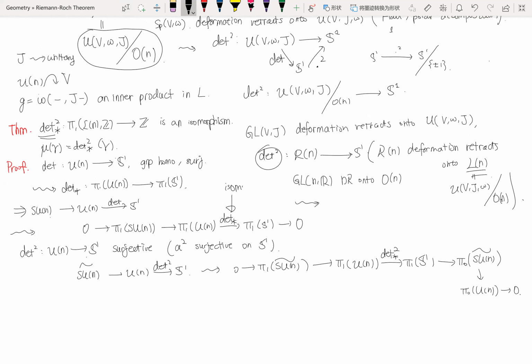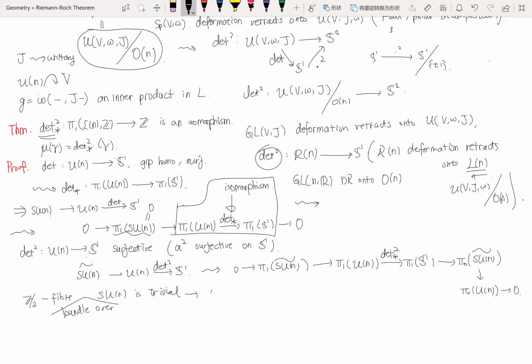In fact, although we cannot see directly from this sequence, we can see that it's an isomorphism. And so we know that this is trivial. And any two-fold covering, that is any J2 fiber bundle over SUN, is trivial because its fundamental group is trivial.